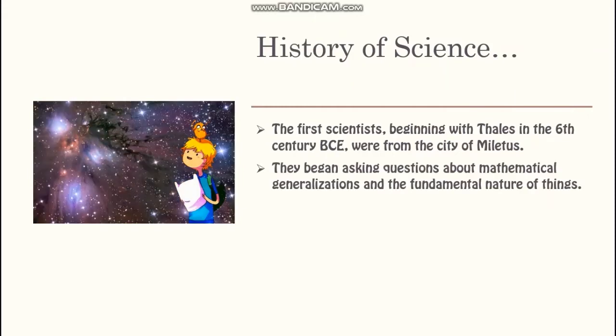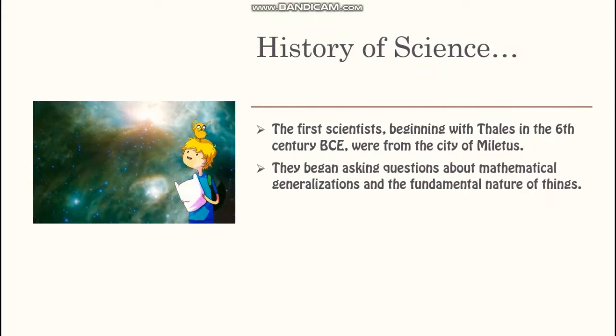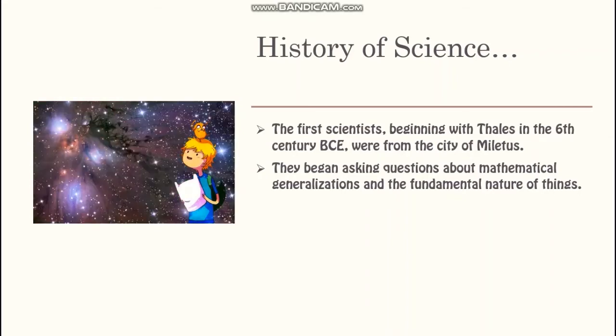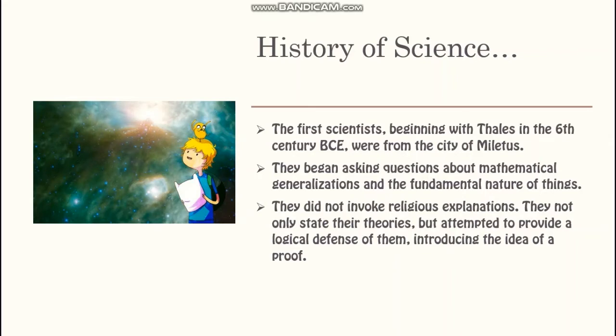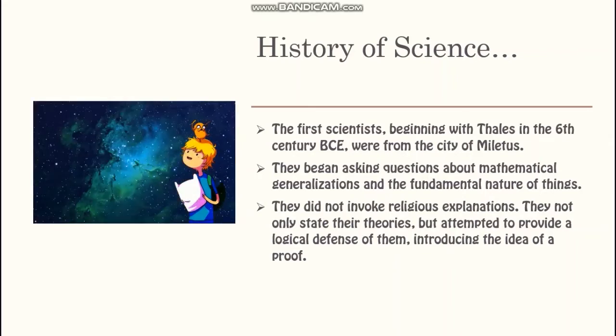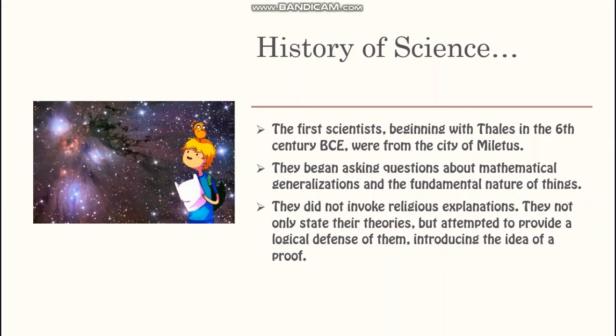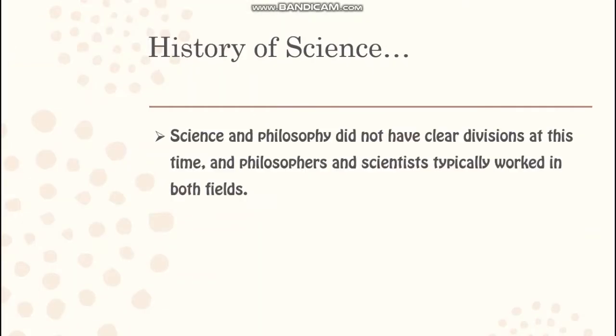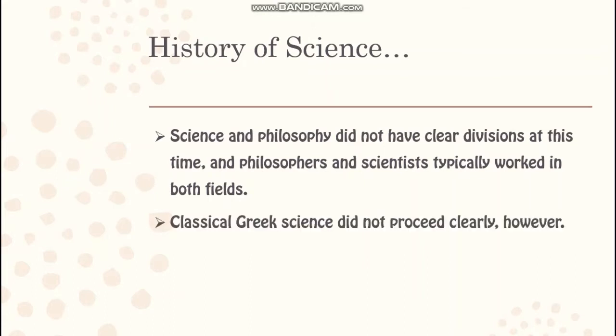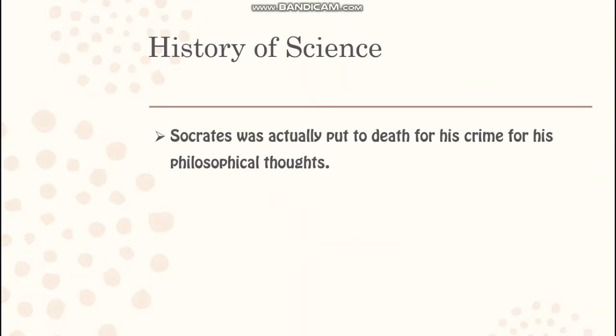History of science. The first scientists, beginning with Thales in the 6th century BCE, were from the city of Miletus. They began asking questions about mathematical generalizations and the fundamental nature of things. They did not invoke religious explanations. They not only stated their theories, but attempted to provide a logical defense of them, introducing the idea of a proof. Science and philosophy did not have a clear division at this time, and philosophers and scientists typically worked in both fields.